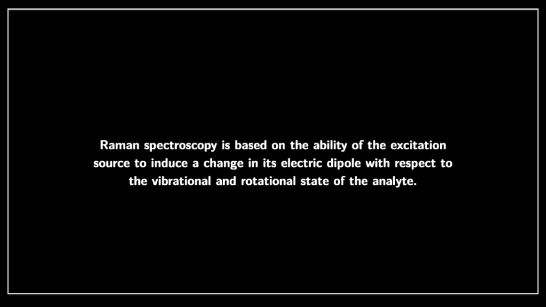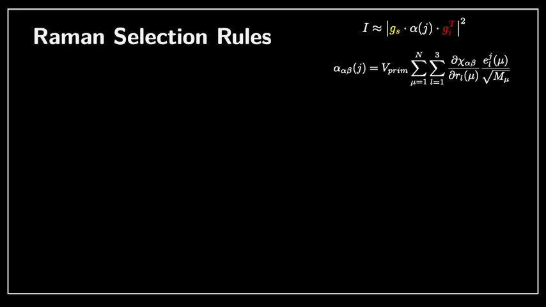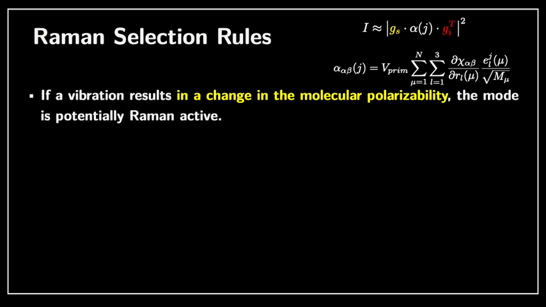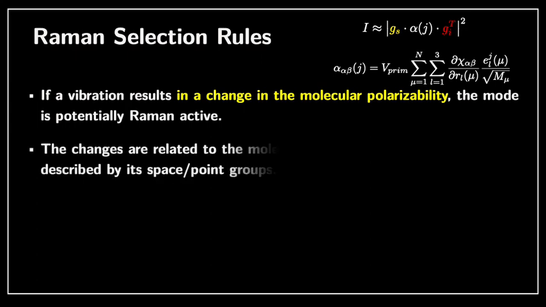Nice. Now, what we hear a lot is that Raman has a set of selection rules. And all we need to understand that is to look into those equations here on the top right that we already introduced before. So basically the selection rules go as follows. If a vibration results in a change in the molecular polarizability, again, if it leads to a non-zero first derivative of chi, the mode is potentially Raman active. Now, here is where the selection rule comes about.